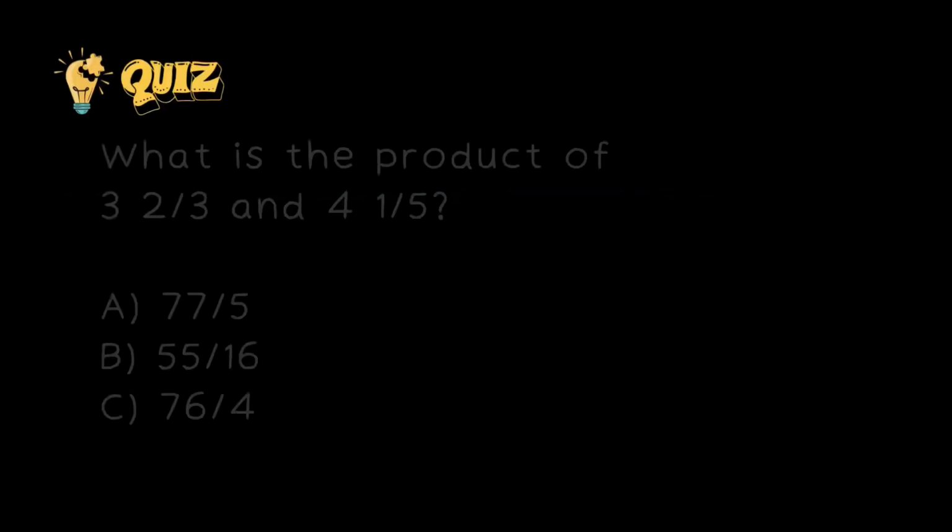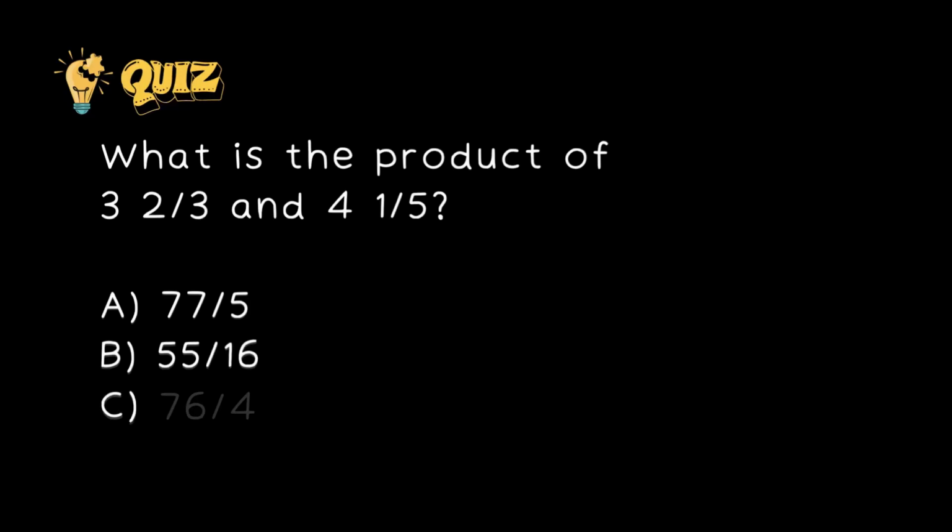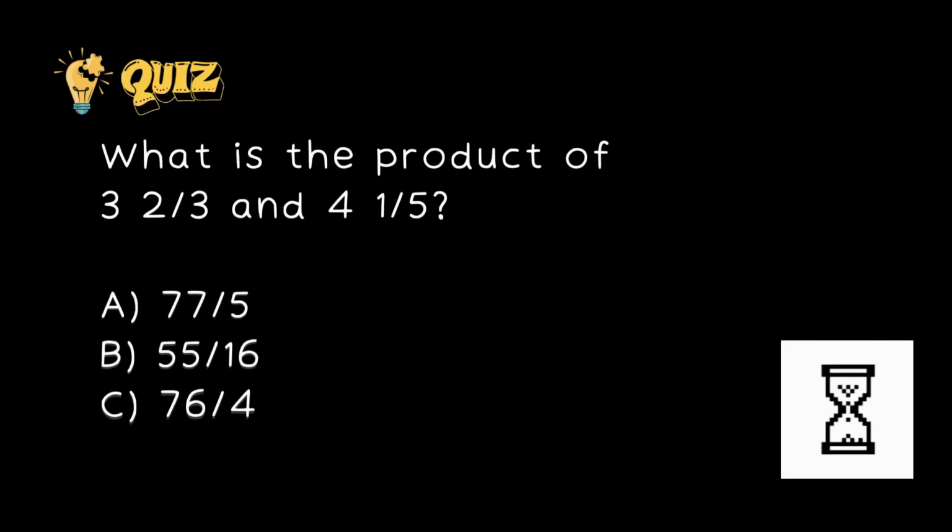Here's the question. What is the product of 3 and 2 thirds and 4 and 1 fifth? A. 77 over 5, B. 55 over 16, C. 76 over 4. What is your answer? Think it through, and I'll reveal the correct answer now.